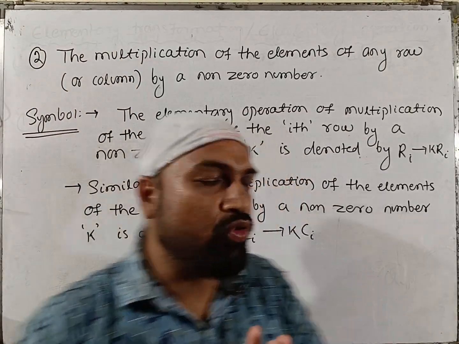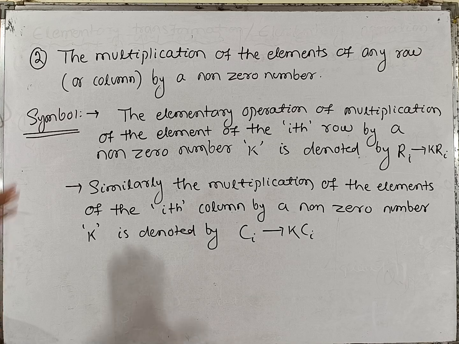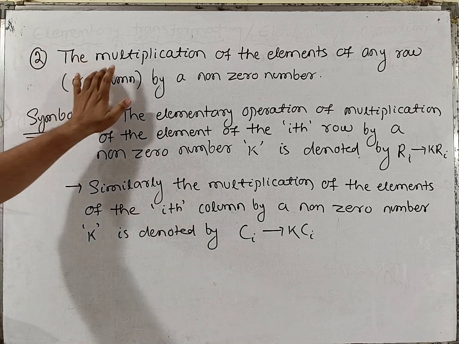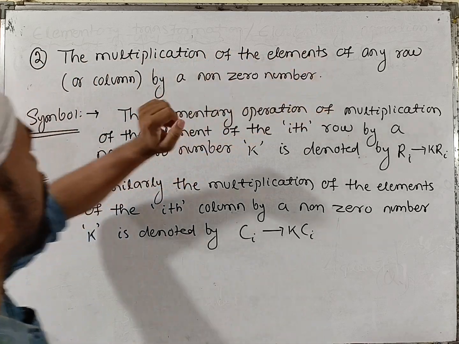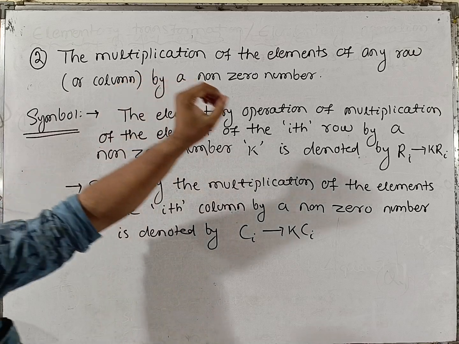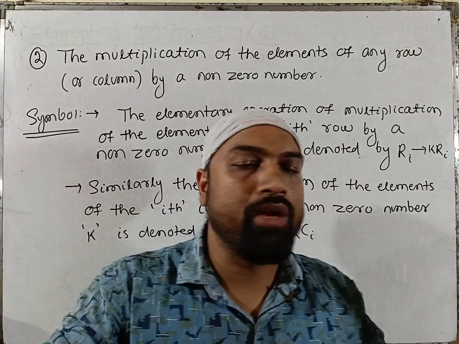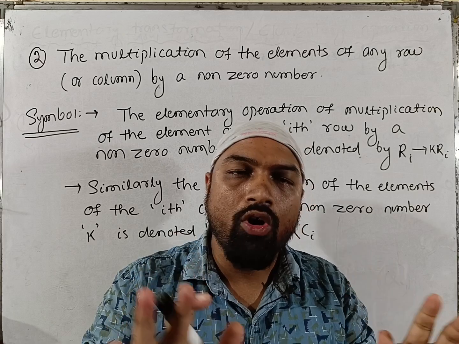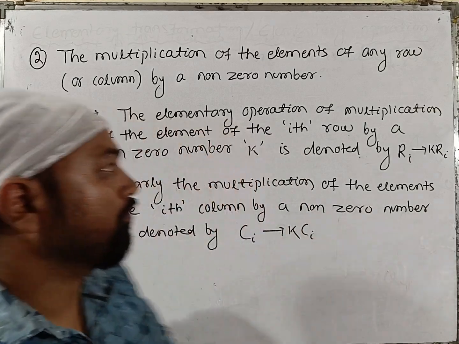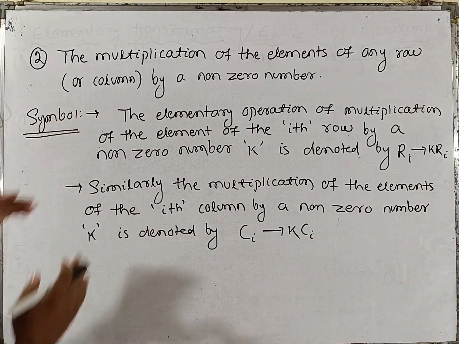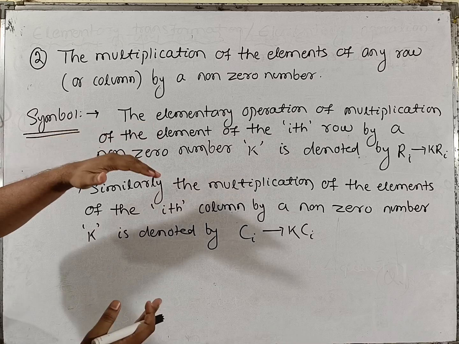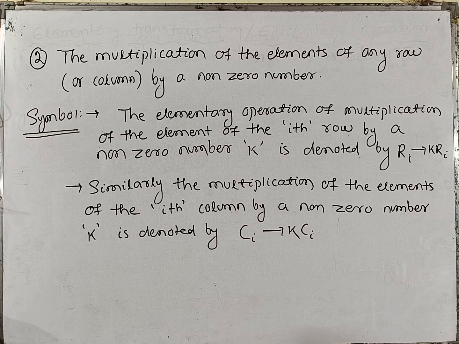So here is the type 2 operation of elementary transformation, and it is the multiplication of the elements of any row or any column by a non-zero number. That means you have to multiply a non-zero number to all the elements present in the given row or the given particular column. And symbolically it can also be represented in two ways, like type 1.